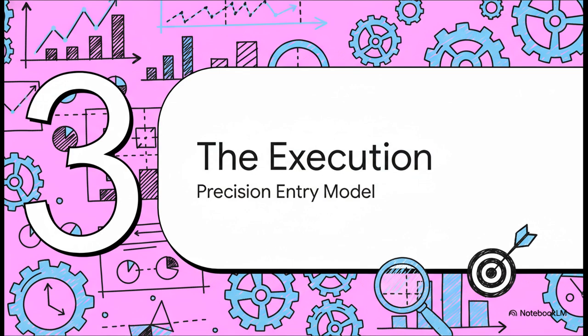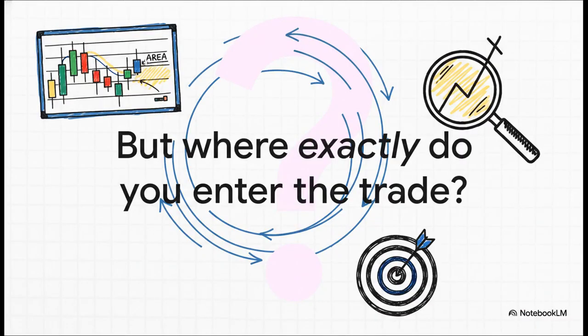So we found our high probability zone on the big picture chart. Awesome, but how do we actually get into the trade with any kind of precision? Let's move from the blueprint to the actual execution model. This is the million-dollar question, isn't it? I mean, we know the area we want to trade from, but nailing down that exact entry is what turns a good setup into a great one. It's what gives us a real edge.